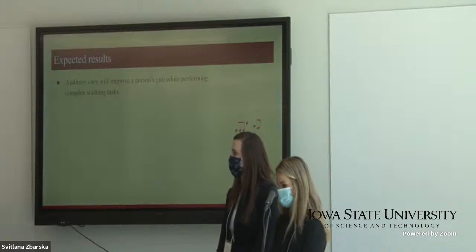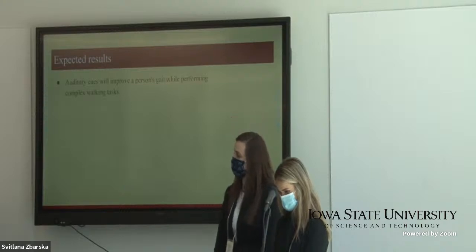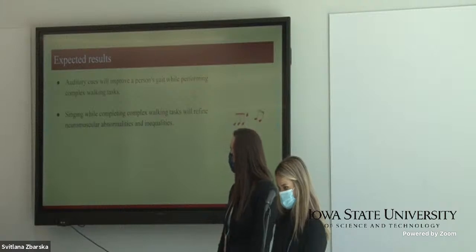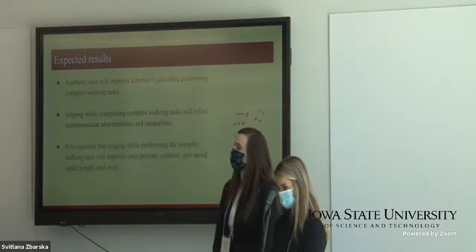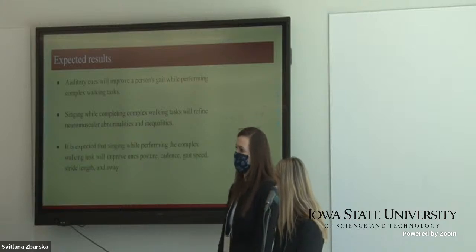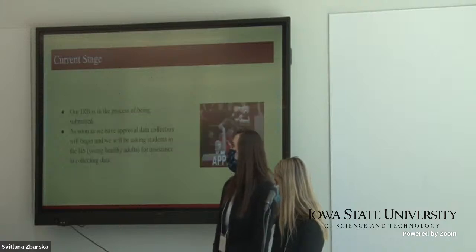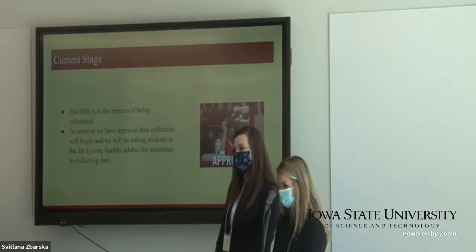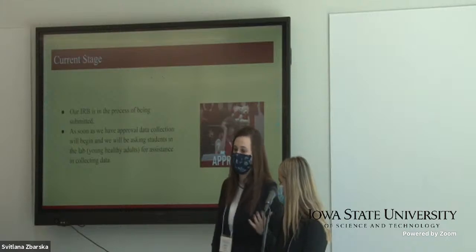Our results are expected to show that the auditory cues will help improve a person's gait while they are performing the complex walking task. It is also expected that singing while completing complex walking tasks will improve normal muscular abnormalities and inequalities. Specifically, we expect that singing while performing the complex walking tasks will improve one's posture, cadence, gait speed, stride length, and sway. Our current stage is that we are waiting for our IRB to be approved. It has been submitted, and once that is approved, we'll begin collecting data on healthy young adults, then move on to healthy older adults, and then hopefully eventually Parkinson's.